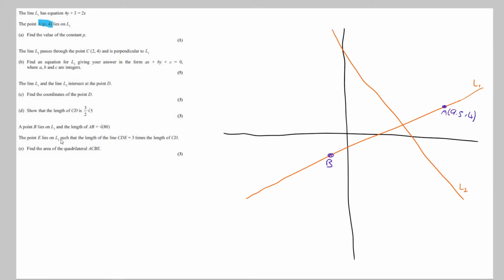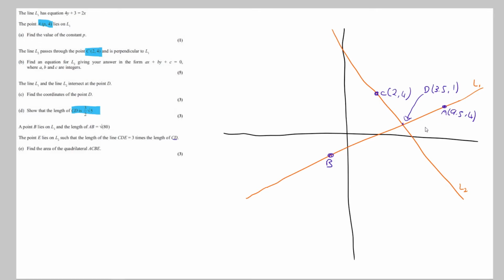So the point E lies on L2 such that the length of the line CDE is 3 times greater than the length of CD. So we actually know both of these points. We worked out that length CD, and we are told that C is 2, 4, so I'm going to put that one on around here. C is 2, 4, and then D is the intersection point. I'm going to draw an arrow pointing to it. And we worked out that it was 3.5, 1.